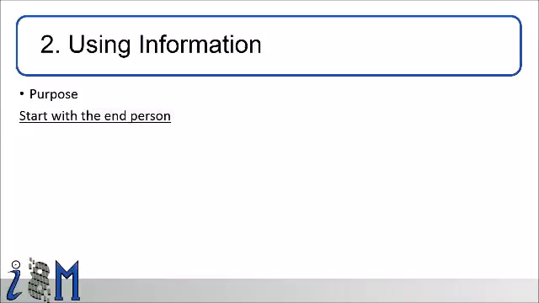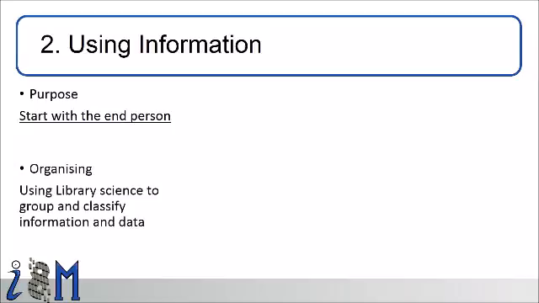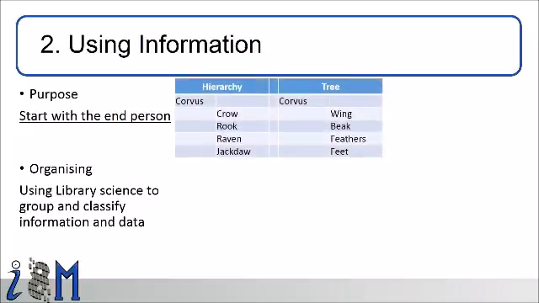Once we've identified who's going to use the information and the purpose they're going to use it for, it helps to understand how we're going to organize it. In order to organize it, we'll use library science to group and classify information and data. So I'm going to present 4 different classificatory structures here. They each have different purposes.